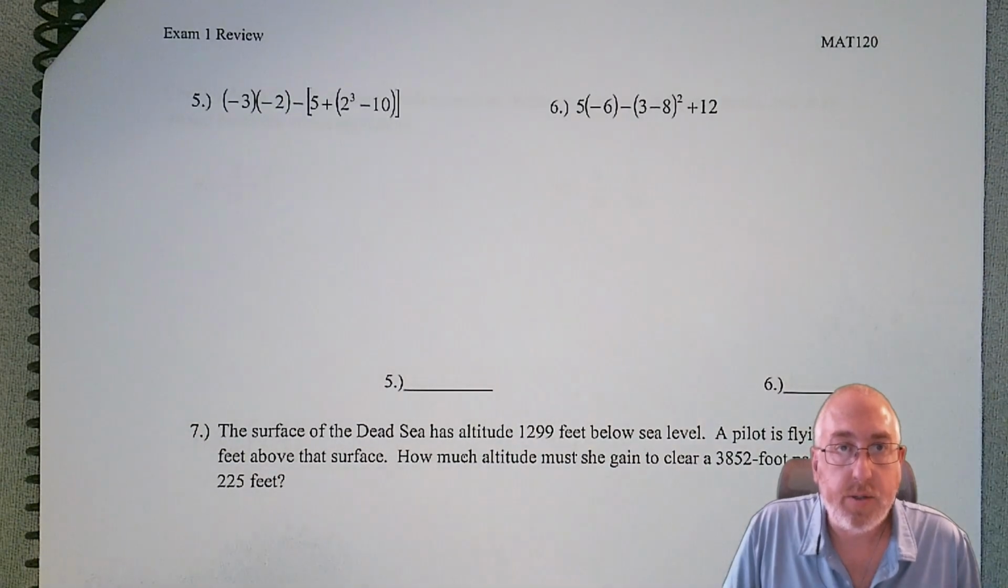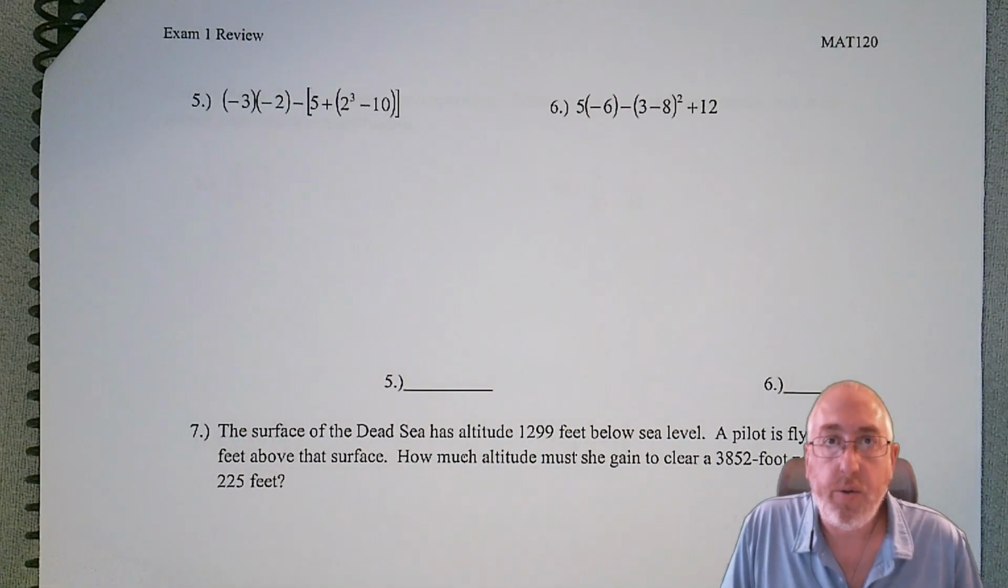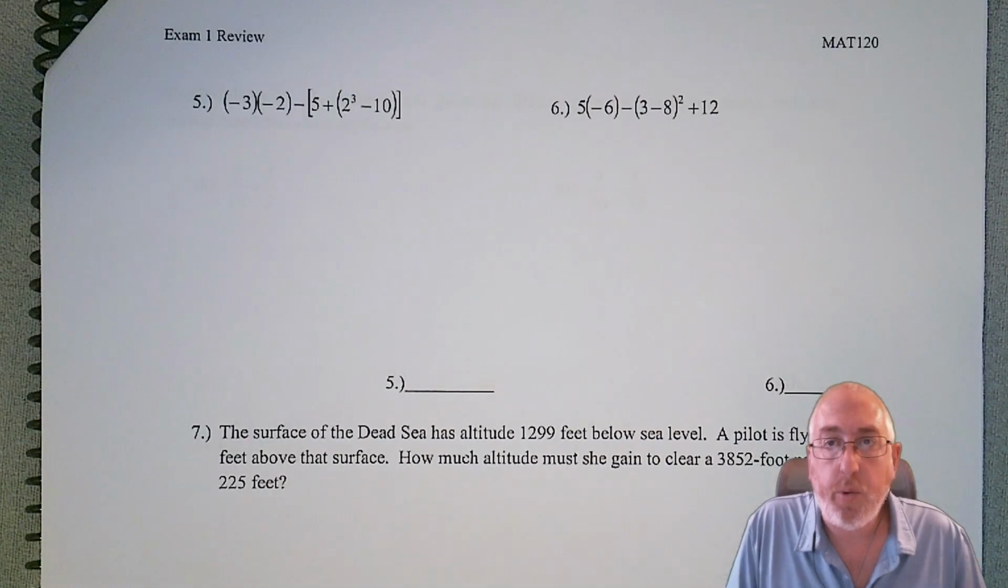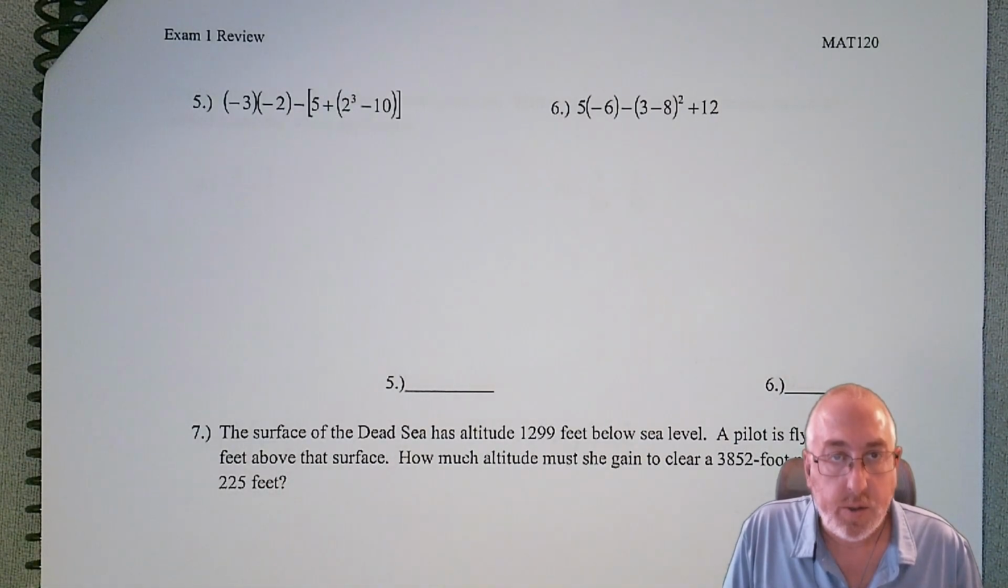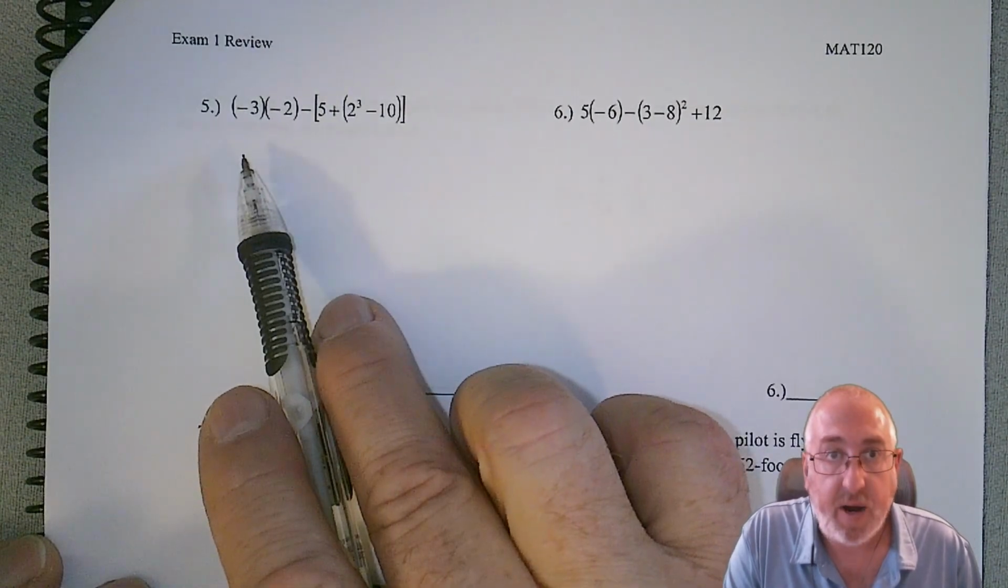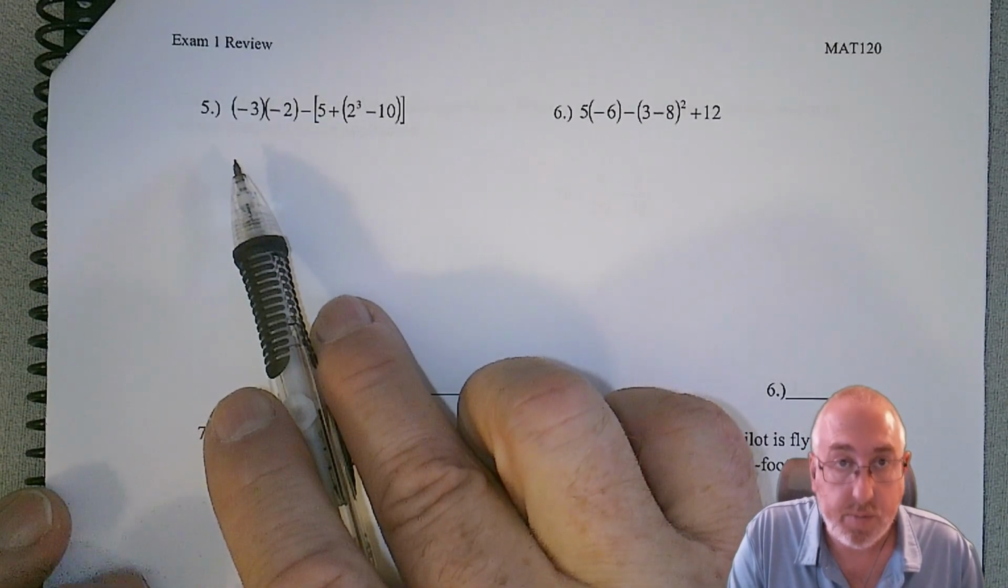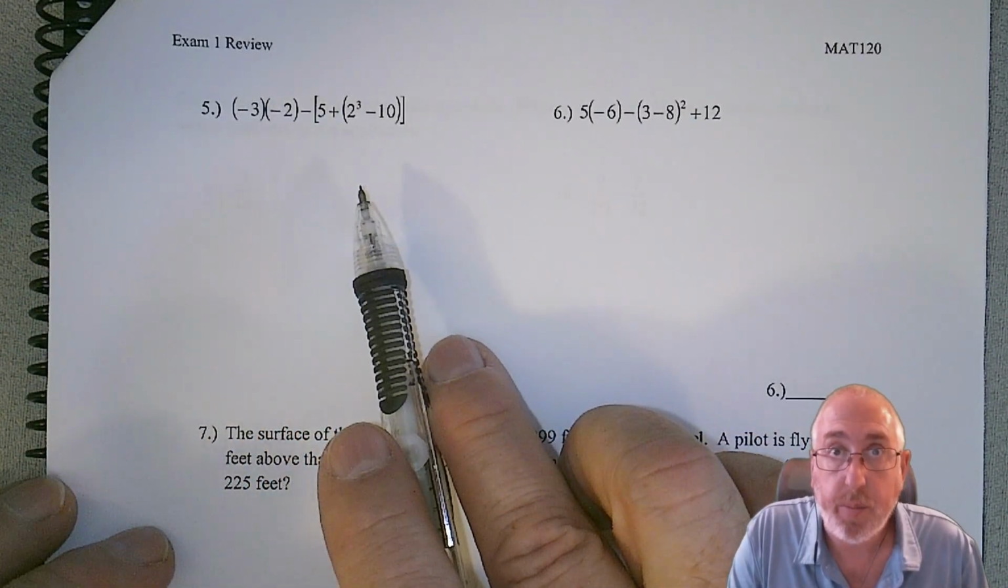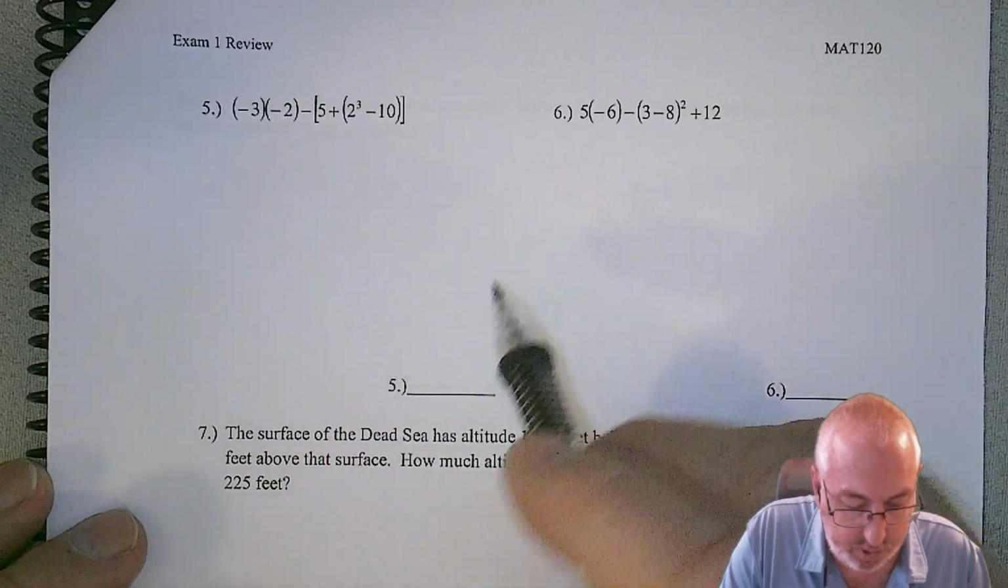All right, welcome back. So we are going to get into the second page of the exam one review for Math 120. So for problem 5 we have another order of operations problem. So we just have to be careful and make sure we break it down using the order of operations.